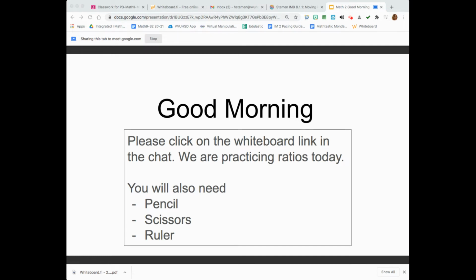For lecture. All right, so again, make sure you have a whiteboard, and you will also need a pencil, scissors, and a ruler, or a printer if you're going to print out the triangles.